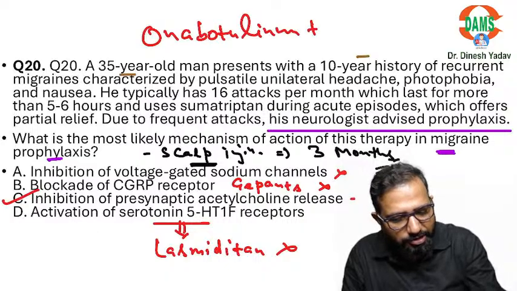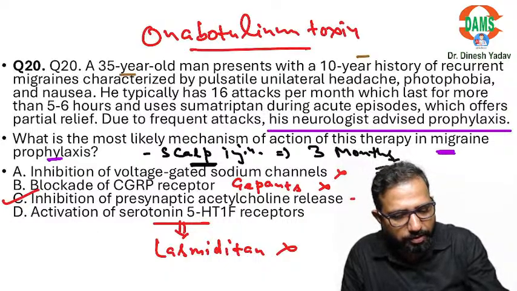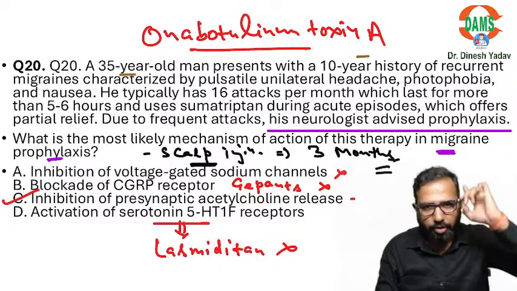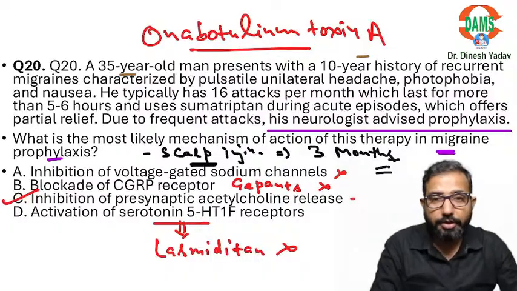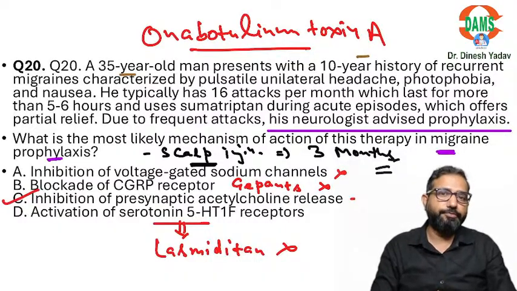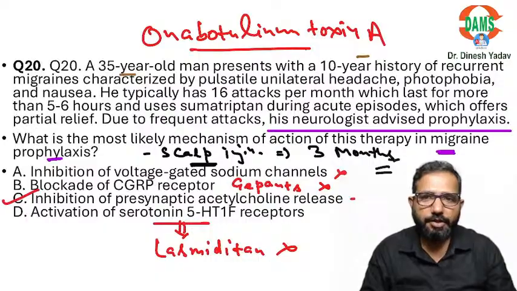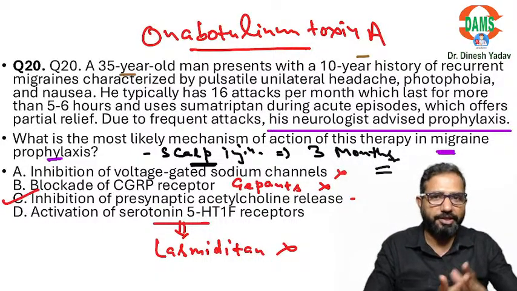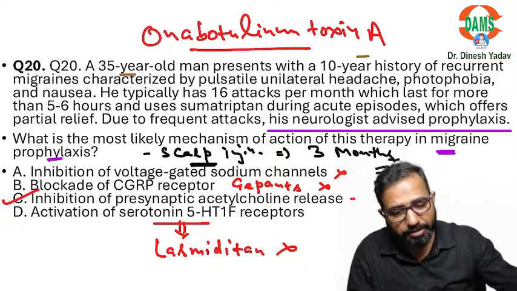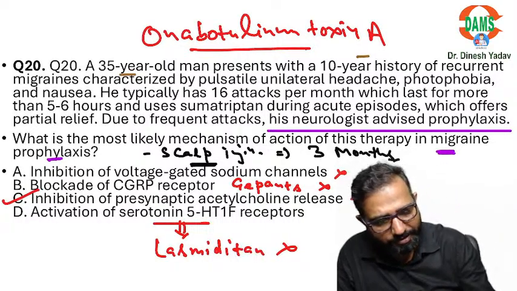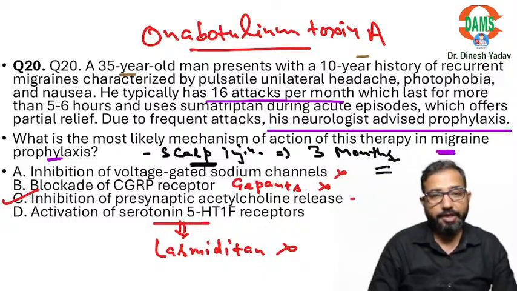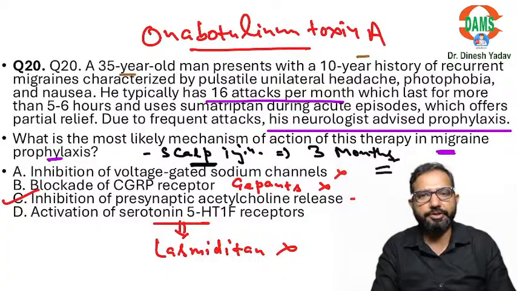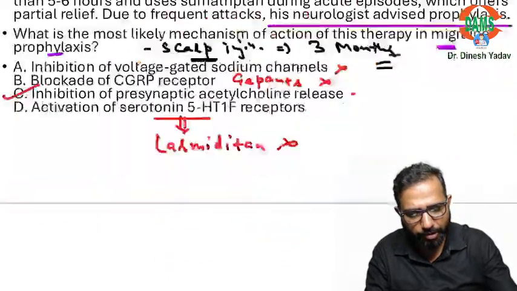The intention is just to tell you about this toxin. So it is the onabotulinum toxin A, and this toxin we use as Botox injection in the scalp. Scalp injection we give, and it is for prophylaxis, a wonderful drug in these type of patient. You can see he has 16 attacks per month. When the patient is having 16 attacks per month and which last for more than 5 to 6 hours, always think about this. It is the Botox injection.